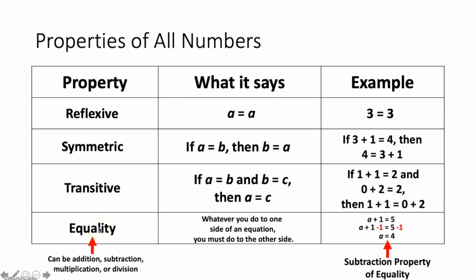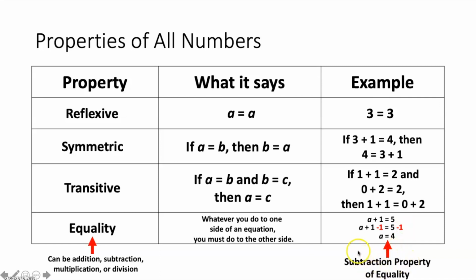Now, properties of equality. There are addition, subtraction, multiplication, and division properties of equality. All the properties of equality say is that whatever you do to one side of an equation, you must do to the other side. So if you've ever solved an equation, like over here, we have A plus 1 equals 5. If we want to solve this for A, how do we get A by itself? Well, we subtract 1 on both sides, right? And since you are subtracting from both sides the exact same thing, that is the subtraction property of equality.